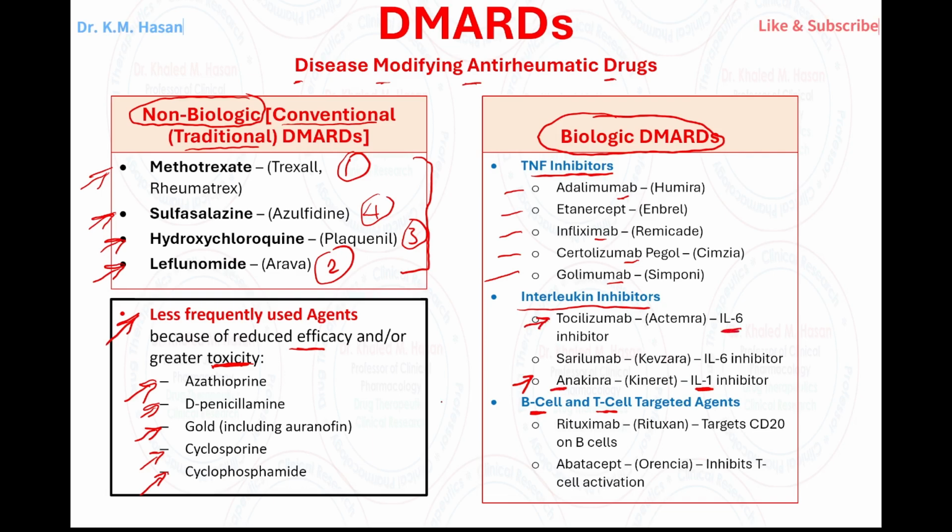Okay, moving to the last group here, B cell and T cell targeting agents. We have this group of medication used for rheumatoid arthritis: rituximab, and then we have abatacept. So rituximab mainly targets the B cells, and abatacept mainly targets the T cells, inhibiting T cell activation. So we need to be familiar with this diagram here when you approach the patient.